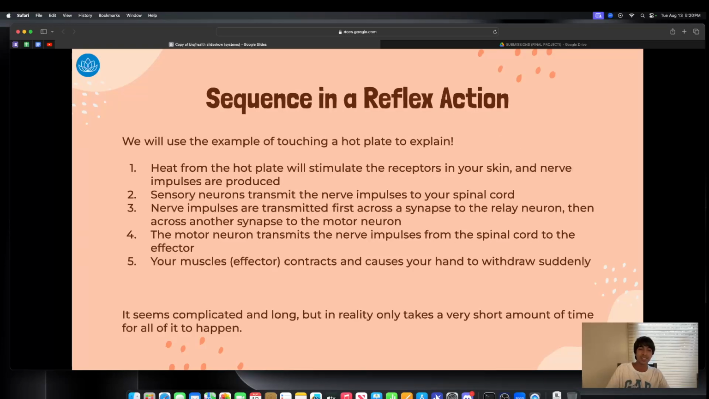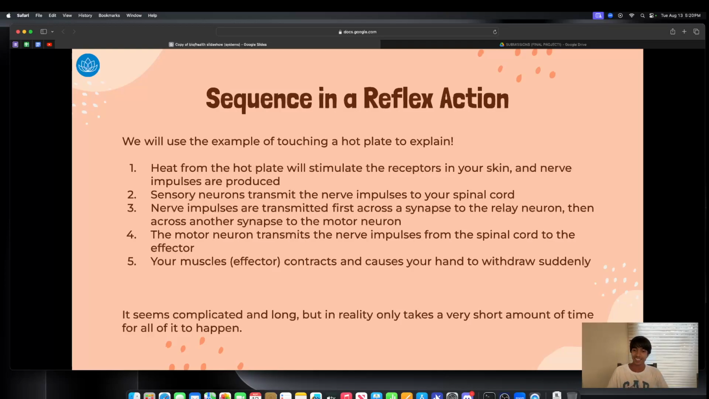It's not like your brain is going to take the long route when it can take a shortcut. When your hand touches something hot, it already knows that it's going to be harmful to you, so it'll find the quickest way to take you out of that harmful situation.